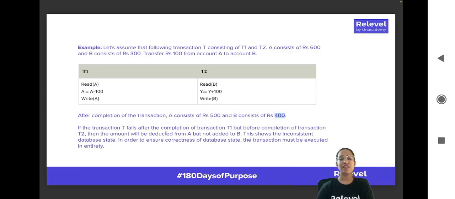Now, if the transaction T fails, let's say after you did the steps read A, minus 100, and write A, the transaction fails. Then money got deducted from A's account, but the money did not get credited in B's account, which is an inconsistent state. Money got deducted from someone's account, but it did not get credited into someone else's account. So this is an inconsistent database state. In order to ensure correctness of the database, the transaction must be fully executed, or you roll back the part where you deducted money from someone's account.